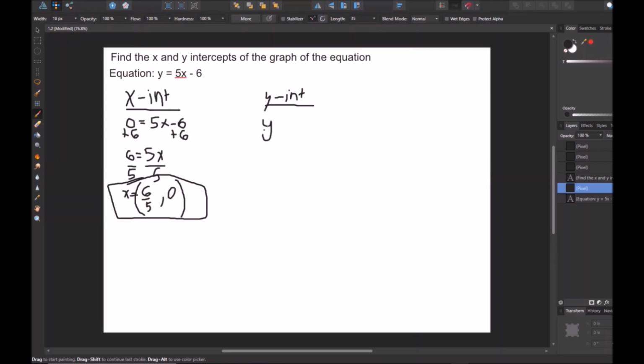So we're going to write y equals 5 times 0 minus 6. Well, 5 times 0 is just 0, and we will be left with y equals 0 minus 6, which is just y equals -6. So our y-intercept is (0, -6).